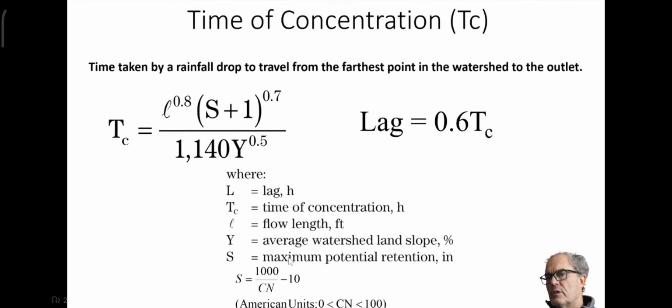The time of concentration is built from the flow length in feet, which is a parameter that you can take directly from HEC-HMS; the average watershed land slope, again a parameter that you can take directly from HEC-HMS; and finally, the maximum potential retention S in inches, which is an equation based on the curve number that we have seen previously. Let's develop the lag time equation.